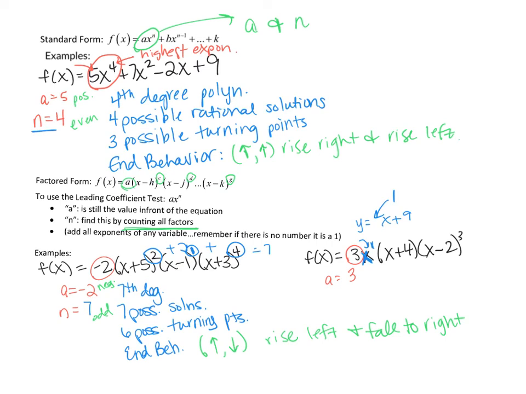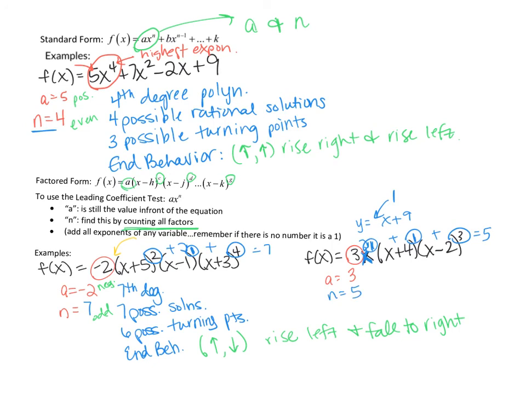Notice in the last one, I did not put anything here because the -2 didn't have an x to go with it. I'm only counting up the x's. So I've got 1x here, I've got 1x here, and I've got 3 x's here. So I'm going to say 3 plus 1 plus 1 is going to give me an n of 5.